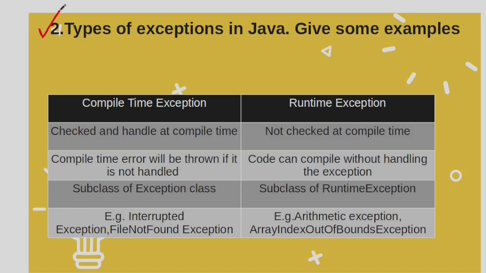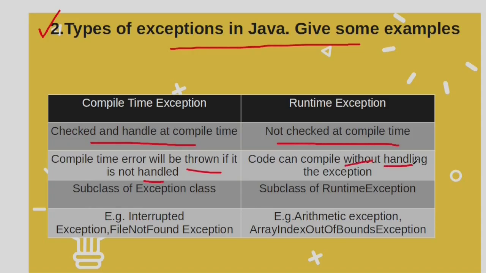Our second question is: types of exceptions in Java, give some examples. If you don't know, in Java there are two types of exceptions: compile time and runtime. The main difference is that compile time exceptions are checked and handled at compile time, and runtime exceptions are not checked at compile time. It means a compile time error will be thrown if the exception is not handled; you cannot compile or run your code without handling it. But with a runtime exception, the code can compile without handling the exception.